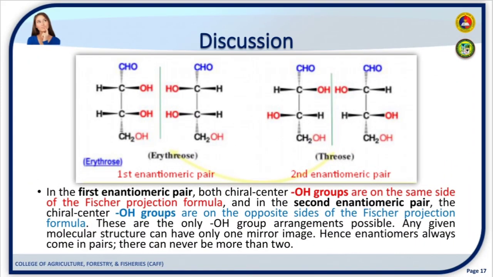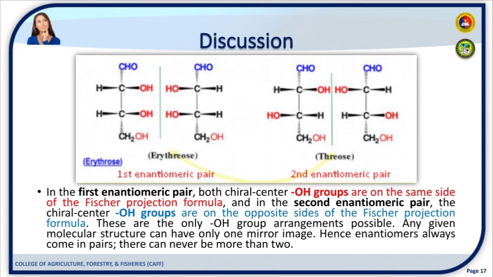In the first enantiomeric pair, which is the enantiomers of erythrose, both the chiral center OH groups are on the same side of the Fischer projection formula. Okay, so look at the first one. The OH groups are both on the right side, while in the second one under erythrose, you can see that the OH groups are both on the left side.